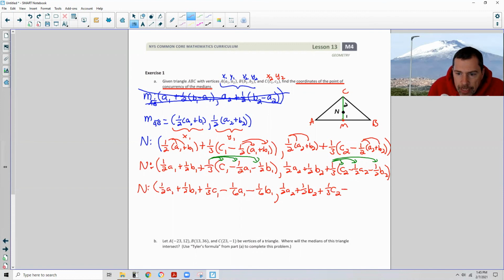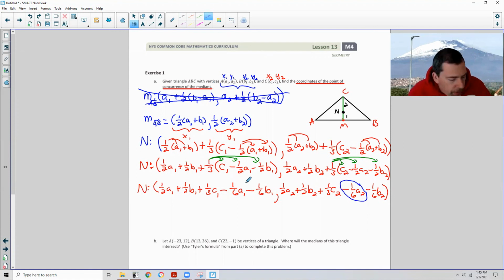Positive times a negative is negative. 1/3 times 1/2 is 1/6 A sub 2. Positive times a negative is negative. 1/3 times 1/2 is 1/6 B sub 2. Whew. Okay. Now we need to cancel stuff out. I have a minus 1/6 A sub 2. Okay, no, let me undo that. Let me just look at this for a second.